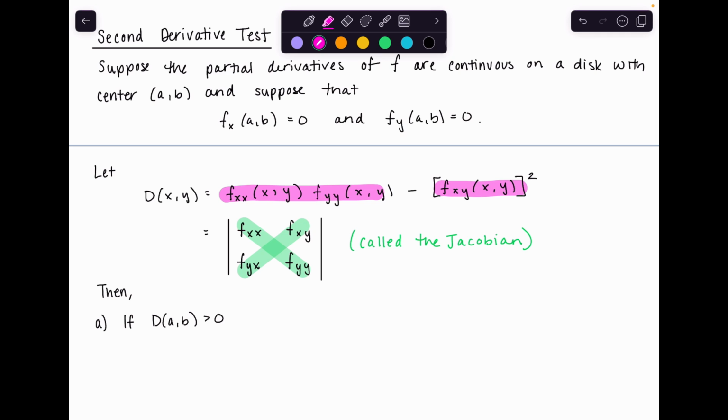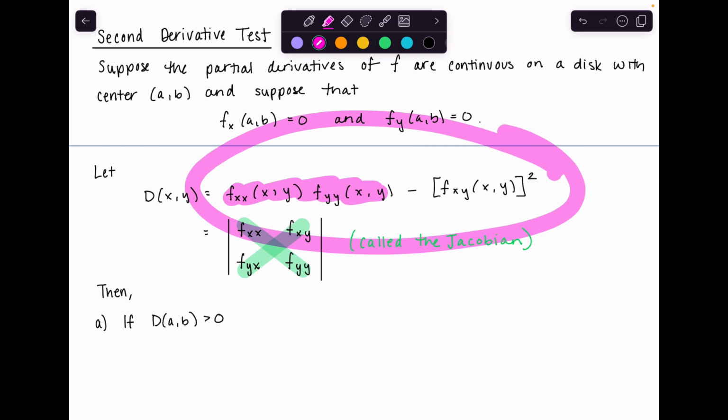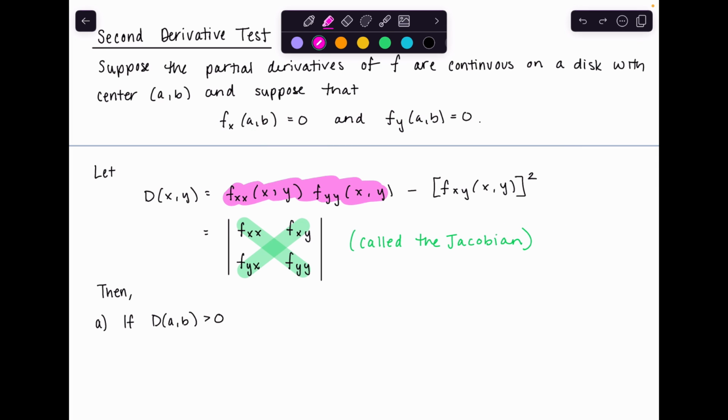With that, there are then 2 possible cases. This has to be a positive number in order to make this whole thing positive. The only way that can happen is if these 2 match in sign. So either the second partial with respect to x and the second partial with respect to y are both positive or both negative.